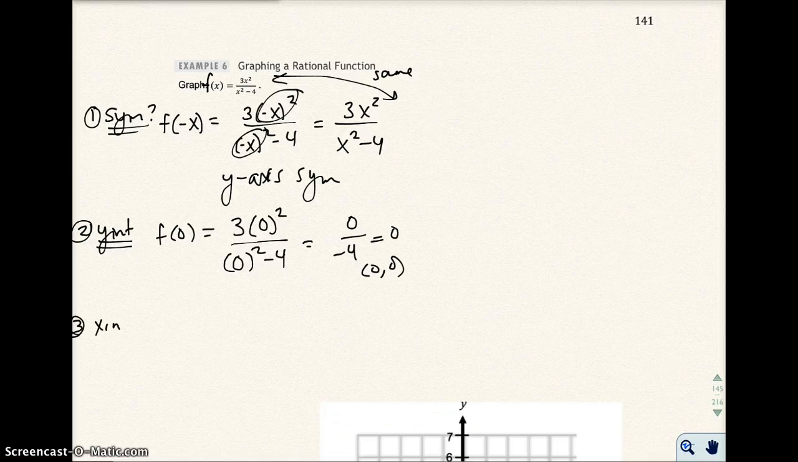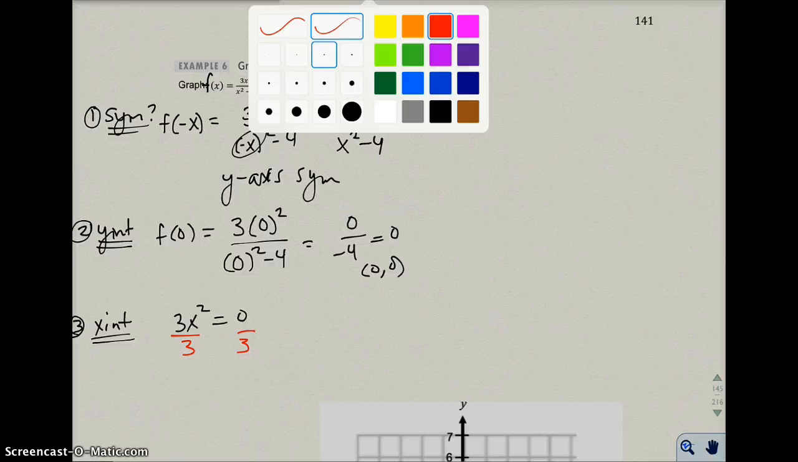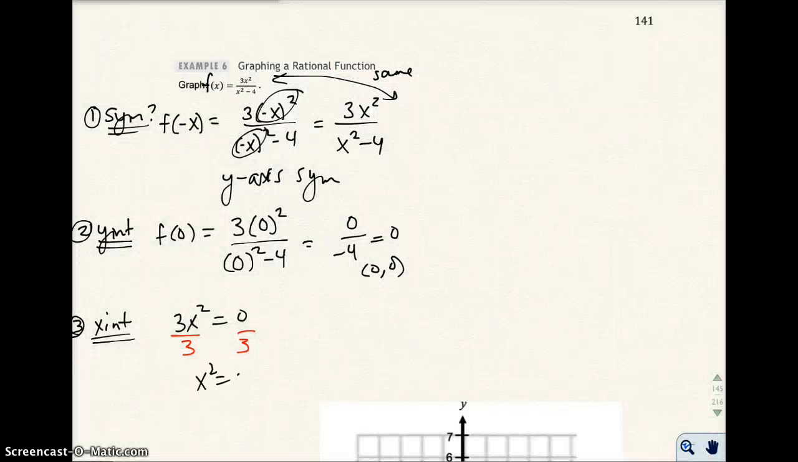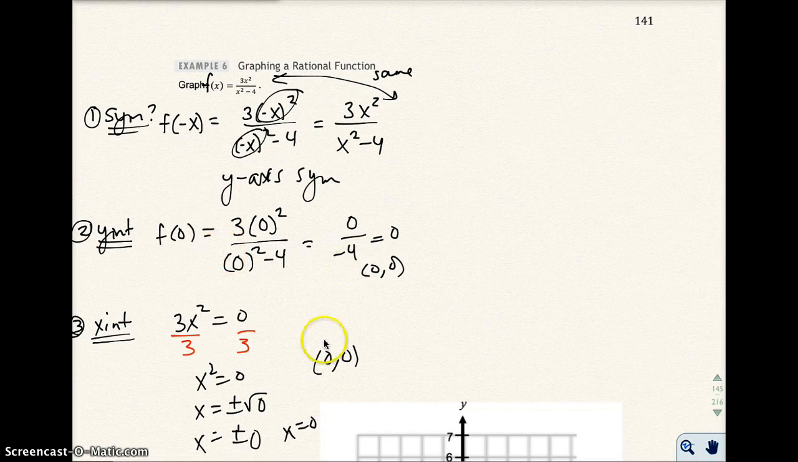My x-intercept: set the numerator equal to 0. Divide that by 3. Okay, x squared equals 0, x equals plus or minus the square root of 0. So x equals plus or minus 0, which means x equals 0. So 0, 0 is my x-intercept. That shouldn't surprise us because that was my y-intercept too.